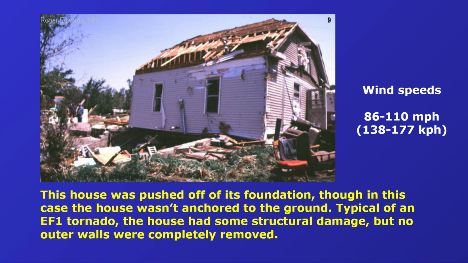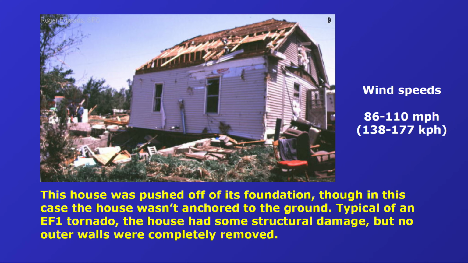Moving on to EF1, you start to see some real structural damage to a house, but at the same time, none of the entire outer walls have been removed. For example, in this picture, the roof has clearly been damaged, but much of the roof structure is still intact, and no outer walls were completely removed at all. The damage here is unusually bad for an EF1 in this picture, and that's because this house wasn't actually attached to its concrete foundation, so the relatively weak winds were able to just push the house to the side.